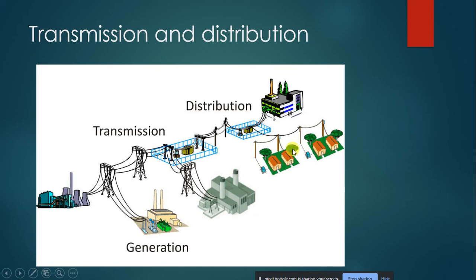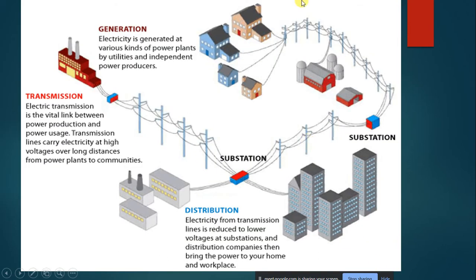for industry, for household purposes. So this is a complete picture of transmission and distribution, from generation, transmission and distribution. Let us have an overview of how this actually happens. First thing is generation. It is generated at various power plants by utilities and independent power producers. So both private and public sector companies will produce power. Not essentially every time only the government will produce the power. Both private organizations as well as public sector organizations produce power.